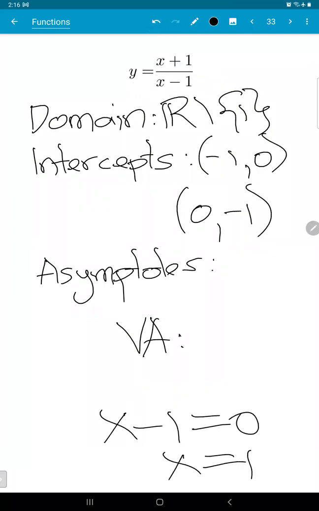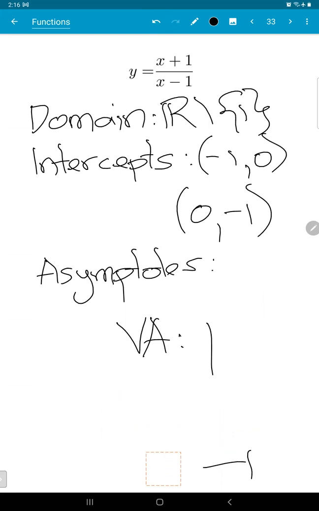And you get x equals 1. That gives you the equation itself of the vertical asymptote. You have to put x equals 1. Now, what if you put only 1? Sir, the vertical asymptote is 1. You're wrong. What is 1? It's just a real number.